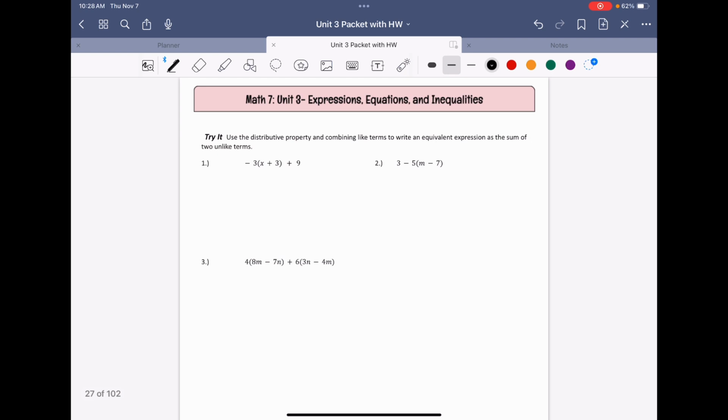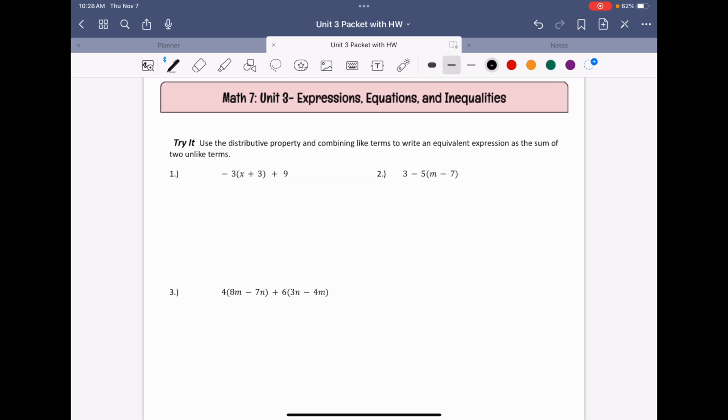Next page. We're going to try this out now. So I would like you to try 1, 2, and 3 to find the equivalent expressions. Pause the video, do that on your own. When you're all set, unpause and just check your work with what I have on my paper.